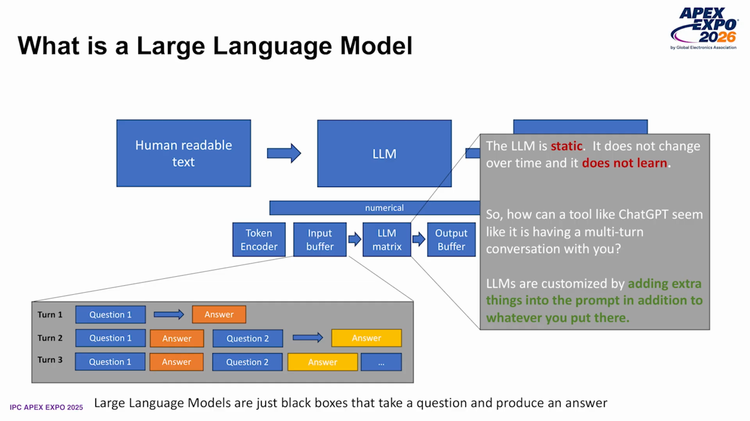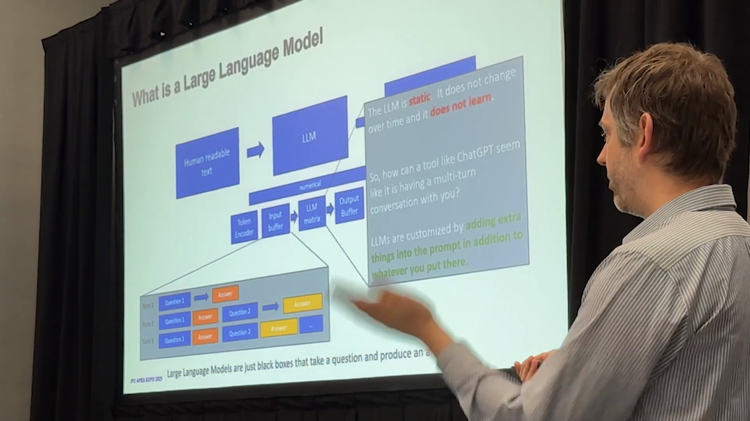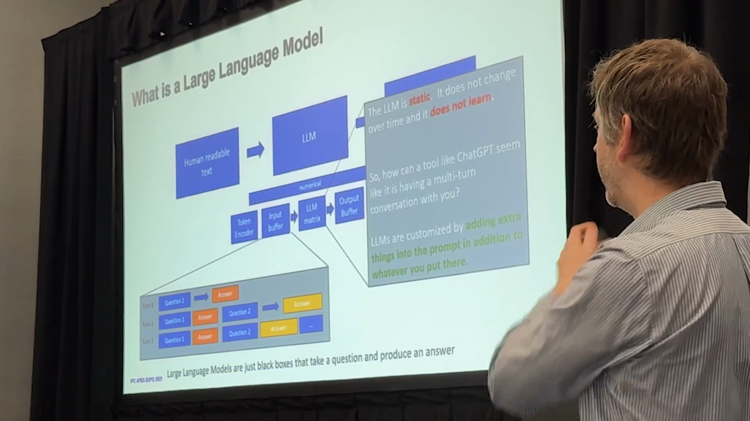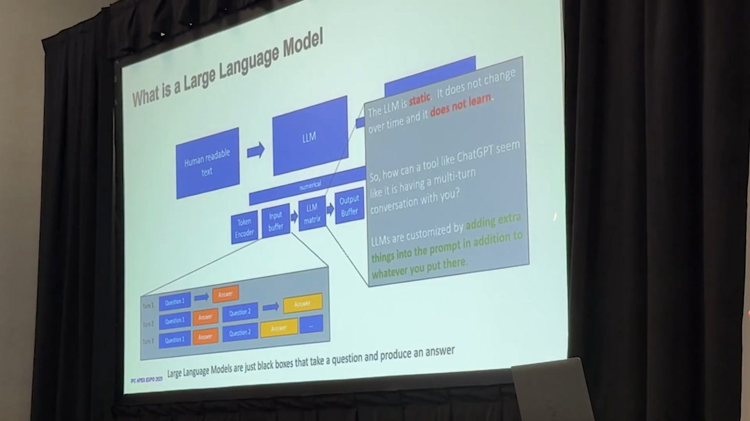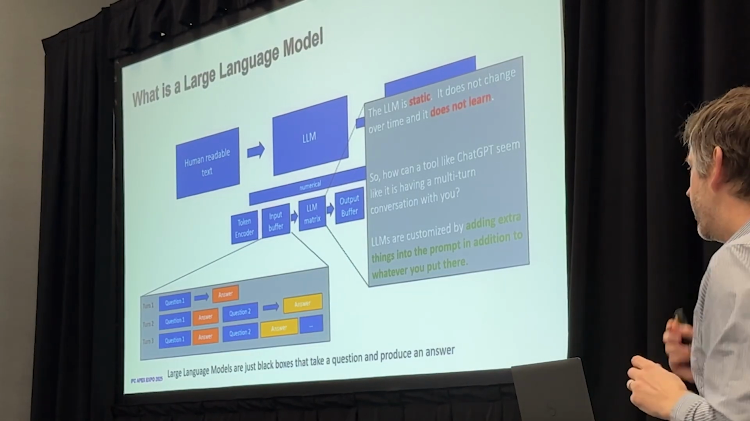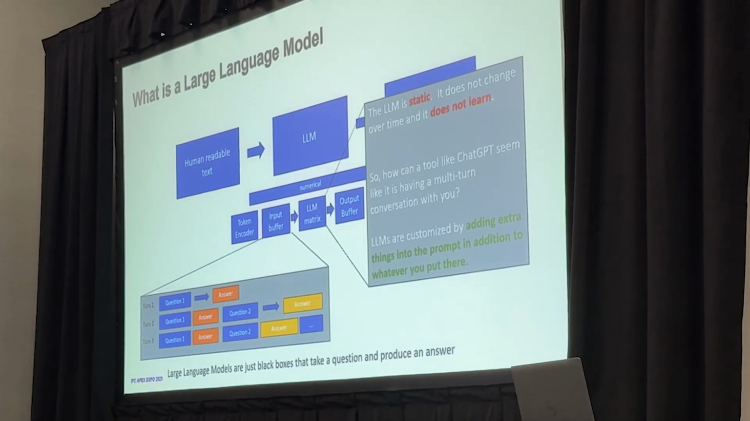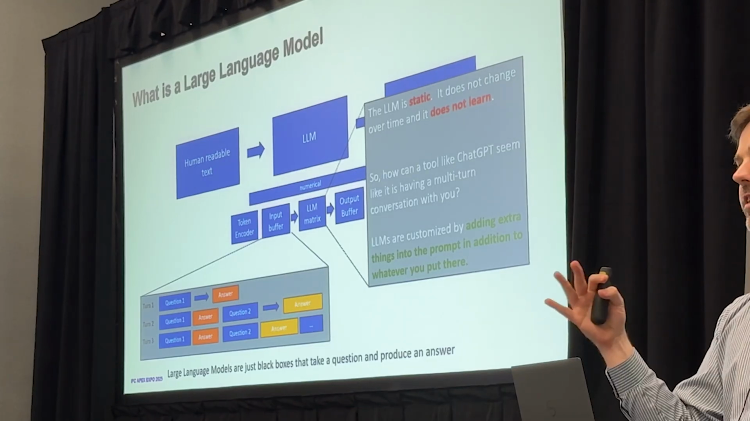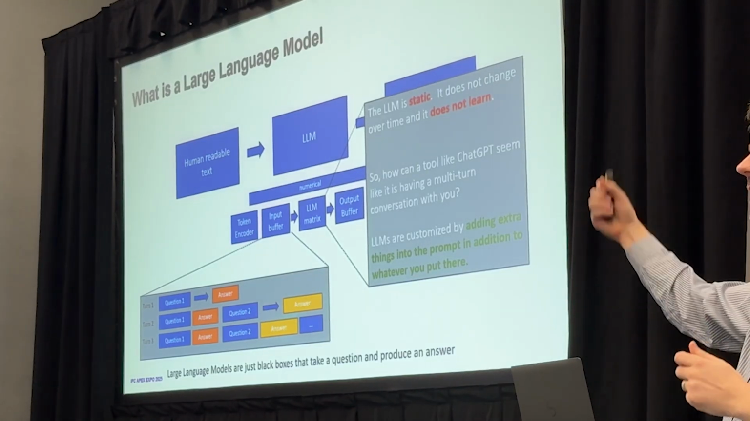And so you could do turn three. You can keep going on and on until you run out of space in the input buffer: question one, answer, question two, answer, and so on. This is the key piece about how large language models are customized. They're customized by someone, often you, or other people, putting extra things into the prompt in addition to what you think you put there. And that whole thing is what's fed in, the crank is turned, and the answer comes back.